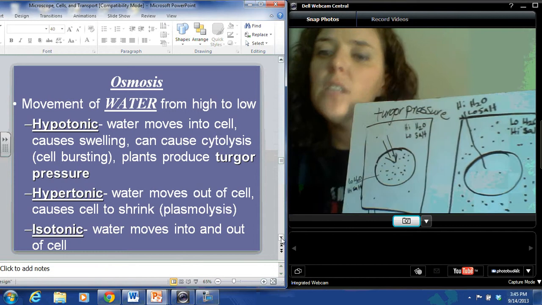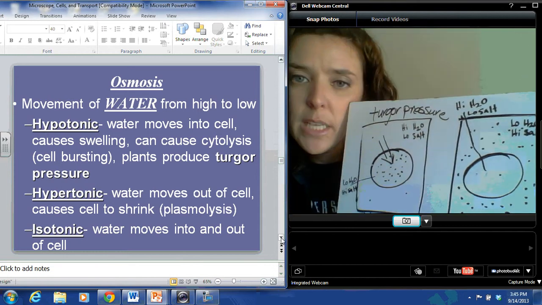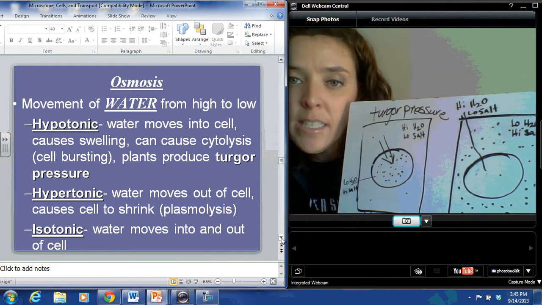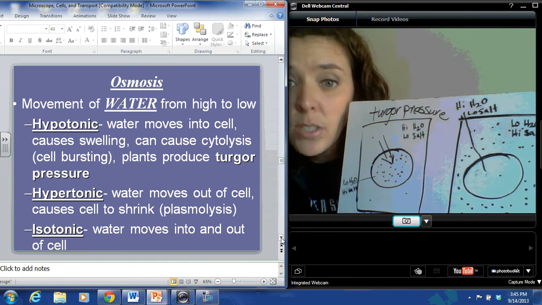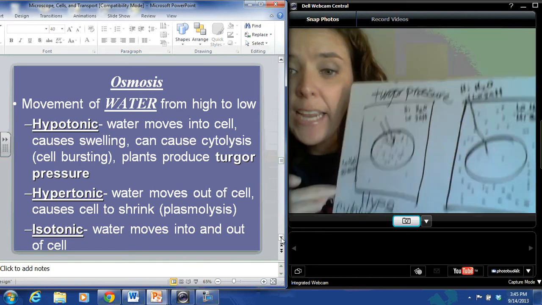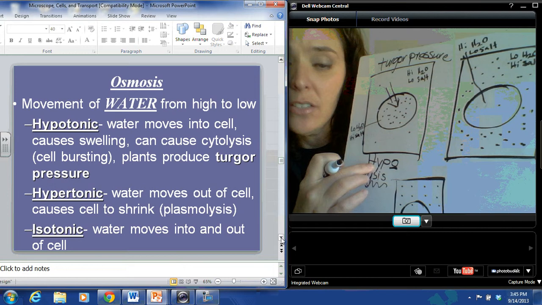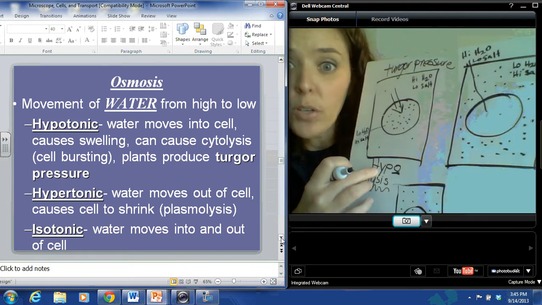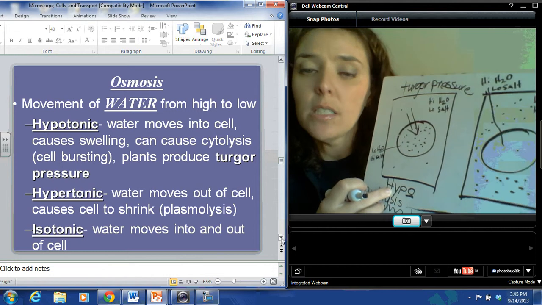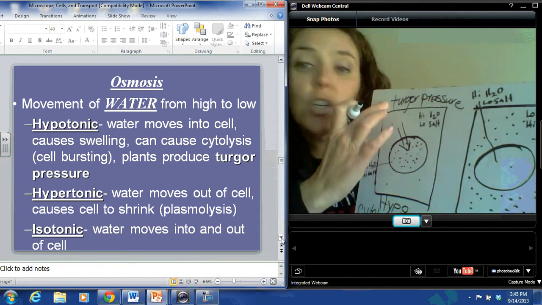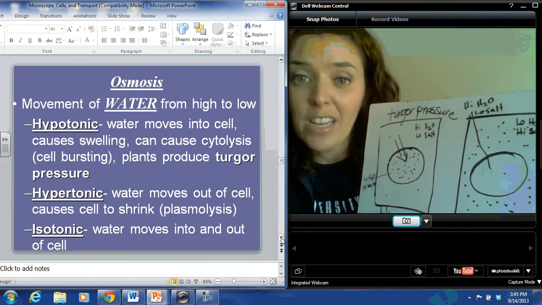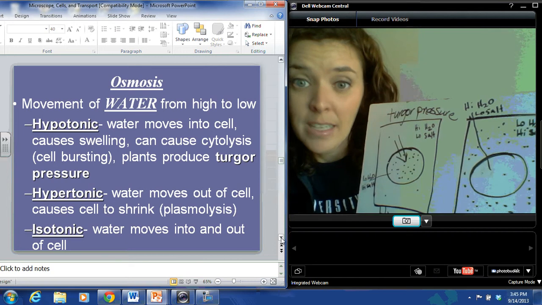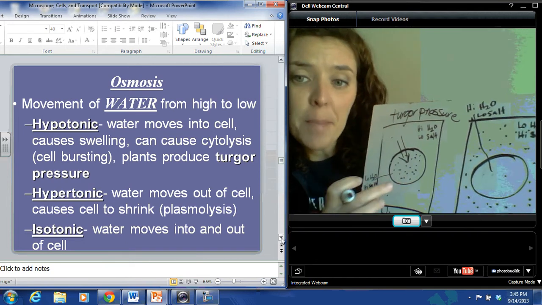Okay, and this is also why at grocery stores, when you're walking by, sometimes the water will start spraying out. The grocery stores are trying to create a hypotonic solution so that the plants, the celery, the lettuce, whatever you get from the produce section is going to be nice and crisp and have lots of turgor pressure, because nobody wants to buy vegetables that are all dried up. Okay, so that is a hypotonic solution.